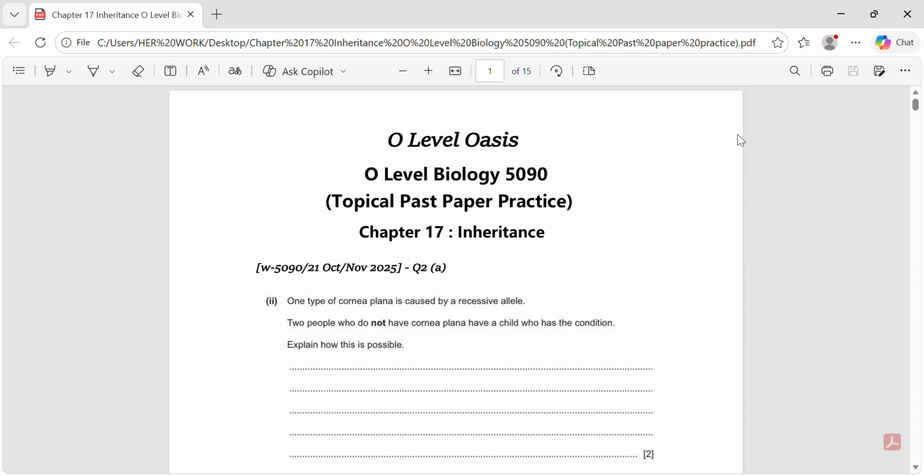Today we are starting past paper practice for O-Level Biology Chapter 17 on inheritance, so let us get started right away and make the most of our time. So we begin with this question.